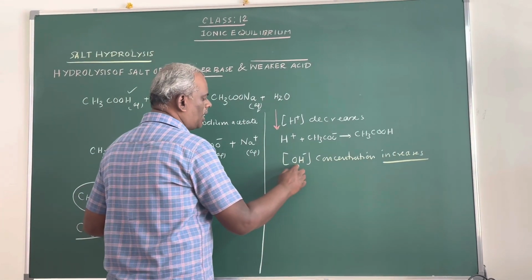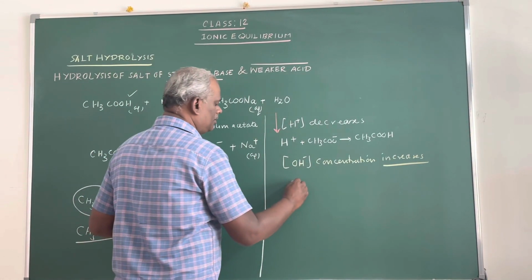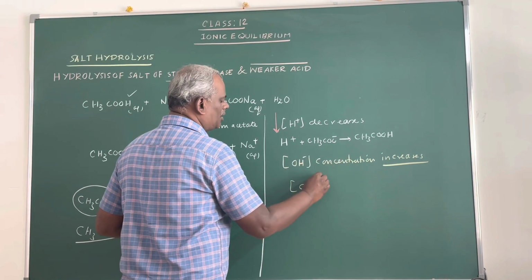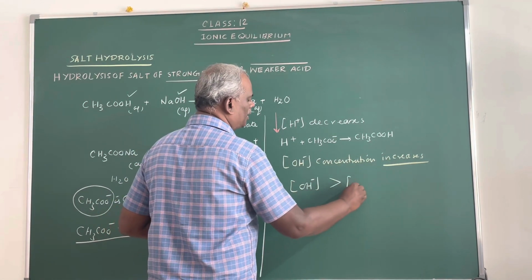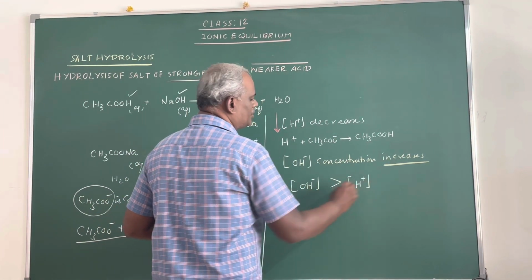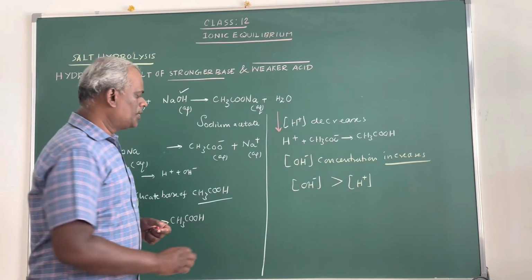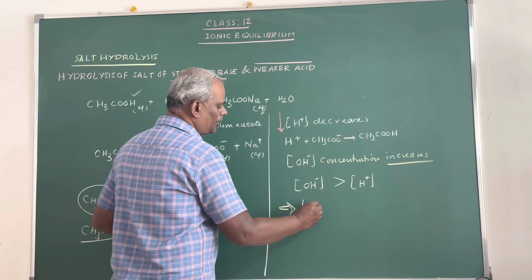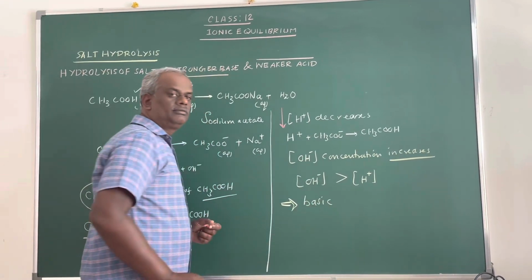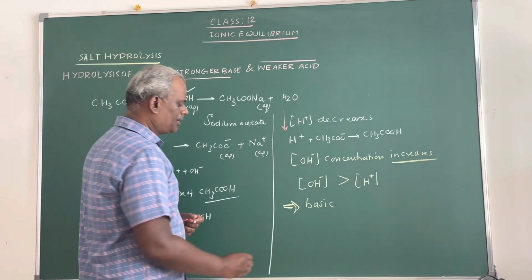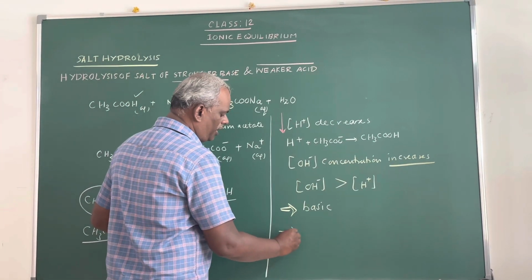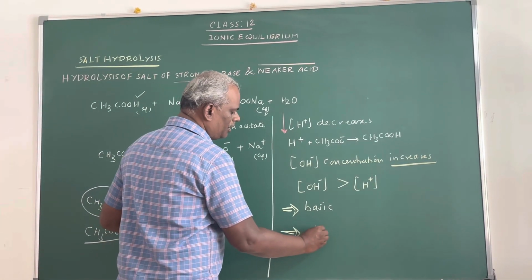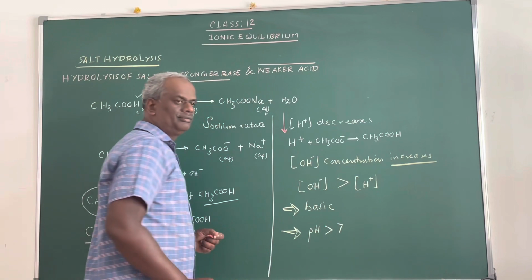Due to the increased concentration of OH minus, the hydroxide ion concentration would be greater than that of H plus ion concentration. Due to the same reason, this particular solution is becoming basic. The solution is basic, and its pH value would be greater than 7.